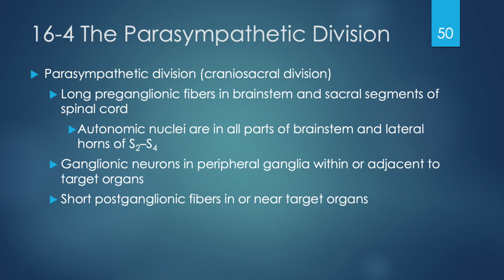So these long preganglionic fibers extend out, and the autonomic nuclei that start these are going to be located in the brainstem as well as in the lateral horns of S2 through S4. The ganglionic neurons that are present in the peripheral ganglia are either going to be within or very close by to the target organs, so that way you can affect those target organs easily.